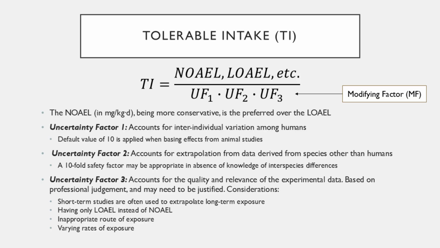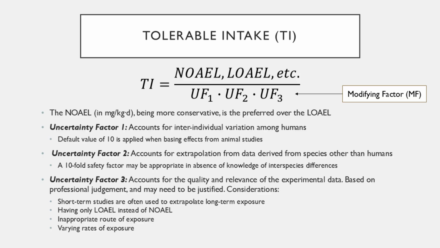So for instance, uncertainty factor 1 typically accounts for inter-individual variations among humans. So this is just a default value. And by the way, the ISO standard lays all of these typical numbers out. You don't need to know them off the top of your head, but just the basis that people are different and no one study can account for all these variances in people, a tolerable intake is going to be inflated by a factor of 10 just based on the fact that we can't understand these variations.